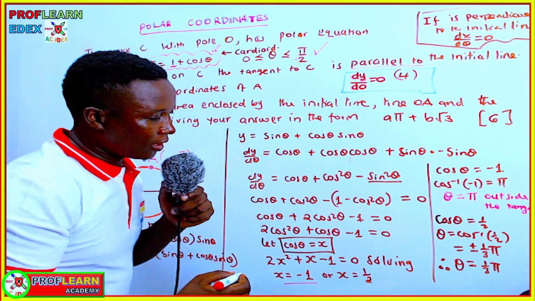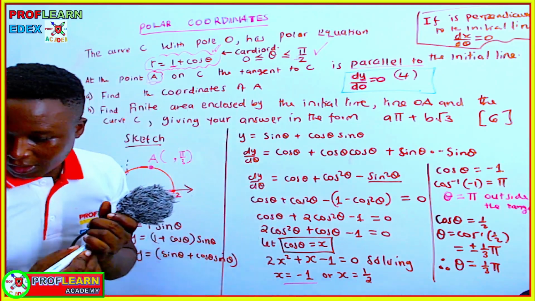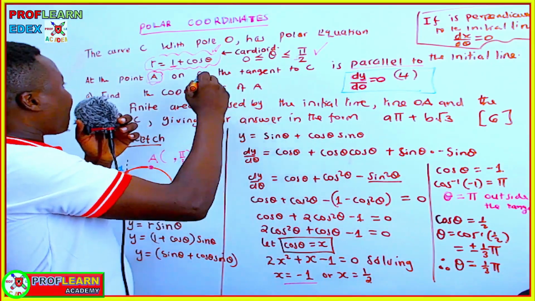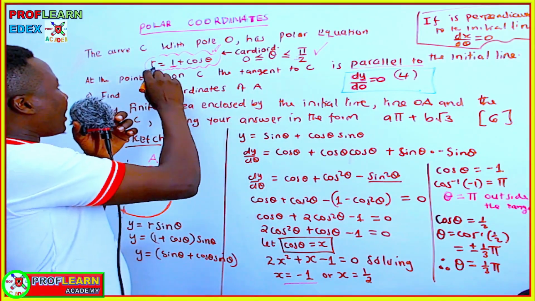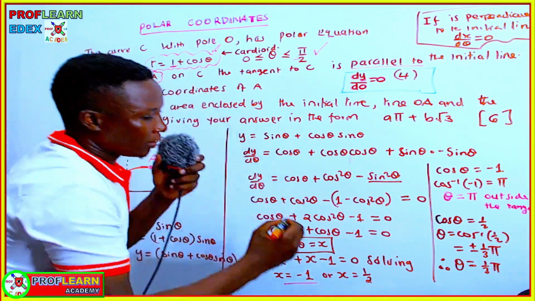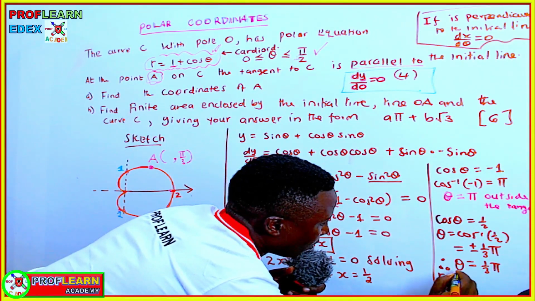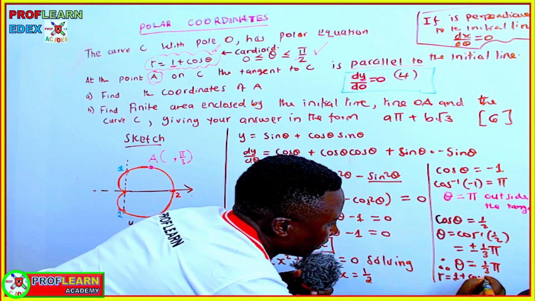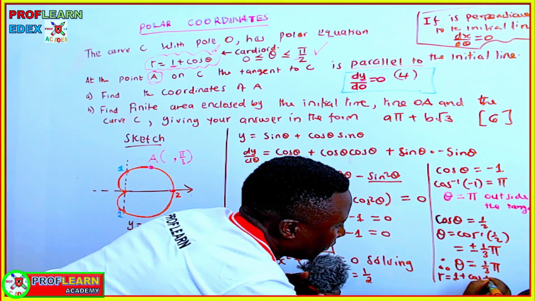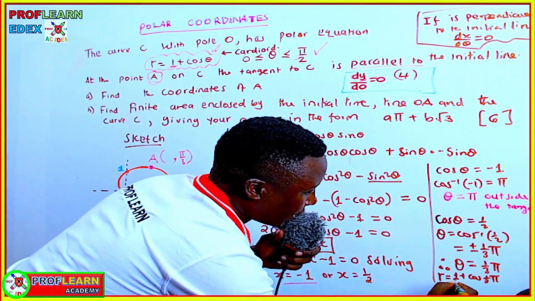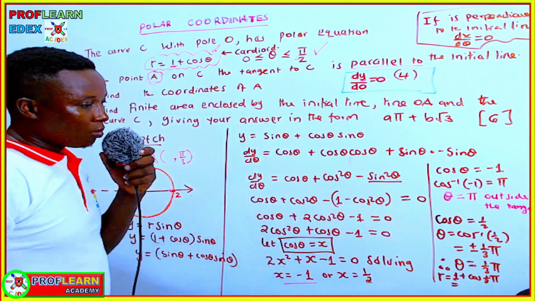Now, in order to find the value of r, we are going to use this r we have here. r equals 1 plus cos theta. So we are going to say r equals 1 plus cos of 1 over 3 pi. If we work that out, you'll see what that is equivalent to.